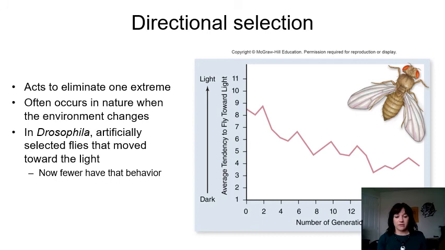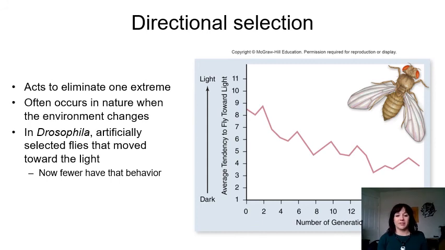So we have this variability in behavior that has a genetic component, and this behavior is the tendency to fly towards light, all right? On the y-axis, the higher the number, the more likely that fly has a tendency to fly towards light. If it has a lower number, that fly doesn't have much of a tendency to fly towards light, right?